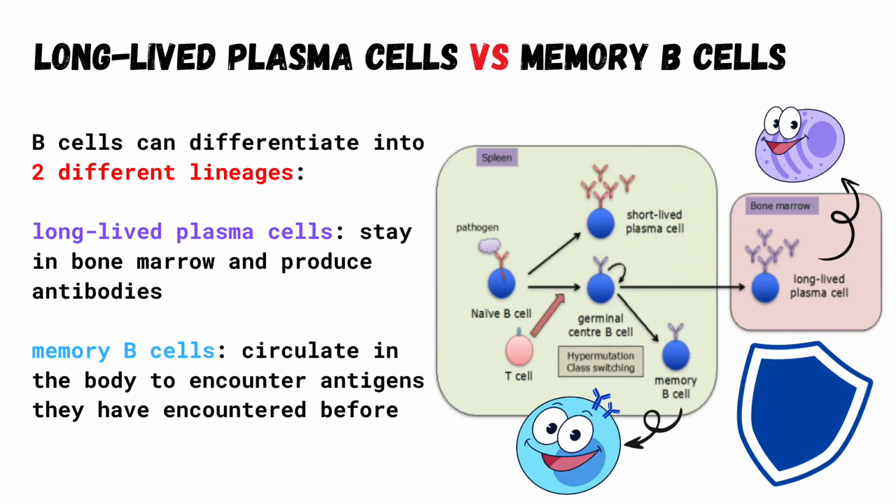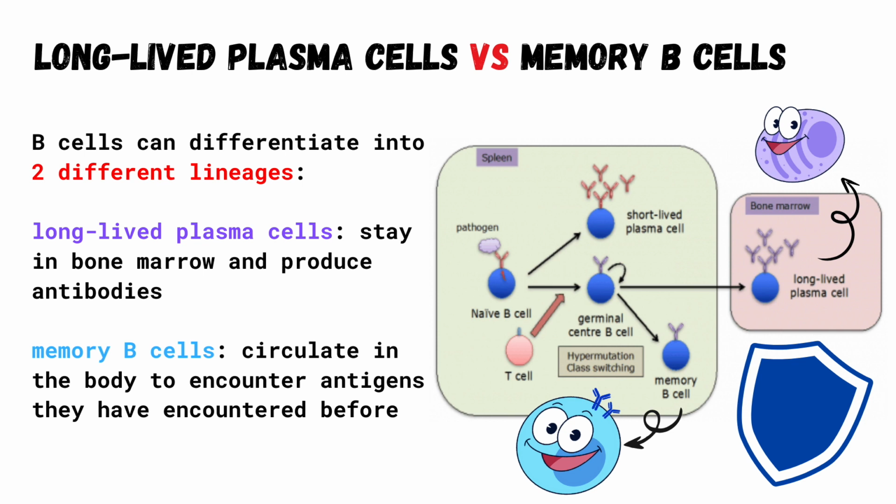Originating from the bone marrow, B cells undergo maturation, emerging as defenders that can recognize a variety of pathogens. Upon encountering an antigen, B cells can differentiate into two distinct lineages, long-lived plasma cells and memory B cells. Long-lived plasma cells remain in the bone marrow and produce an abundance of antibodies specific to encountered antigens. Memory B cells circulate through the body looking for pathogens they have encountered before to initiate a rapid response.